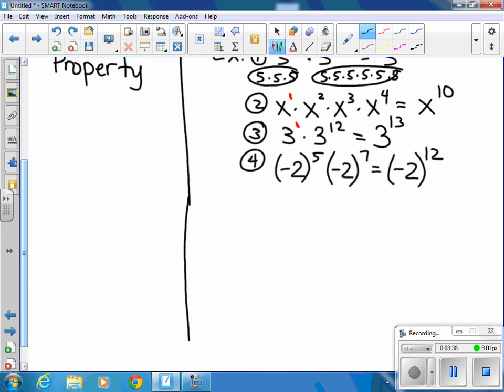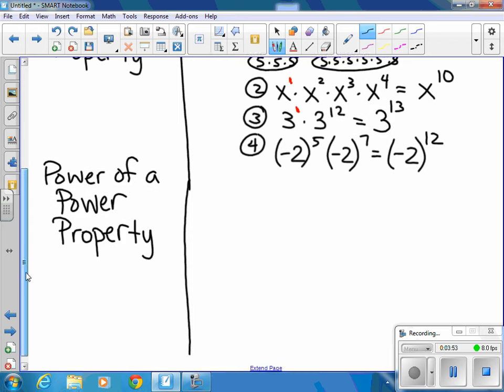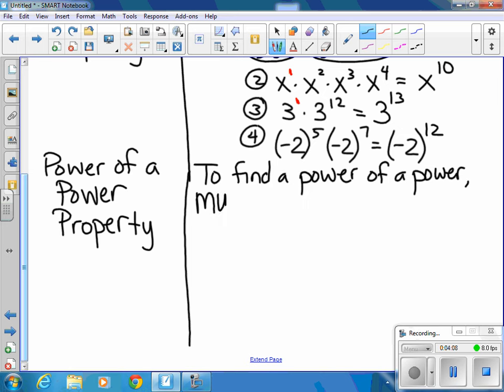The next property is known as the power of a power property. What this becomes is that you have an exponent raised to another exponent. So you'll be able to spot this one every single time very easily because of the way it looks. Here's what this law says to do. To find a power of a power, you are going to multiply the exponents.